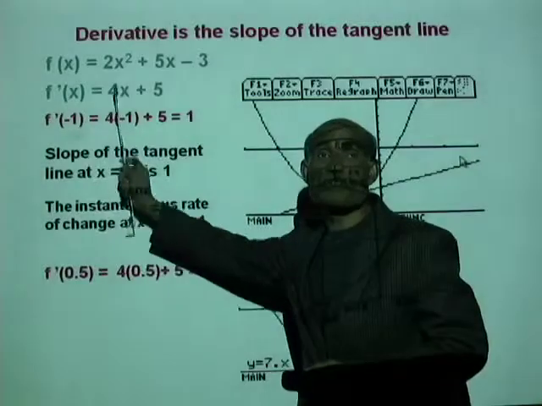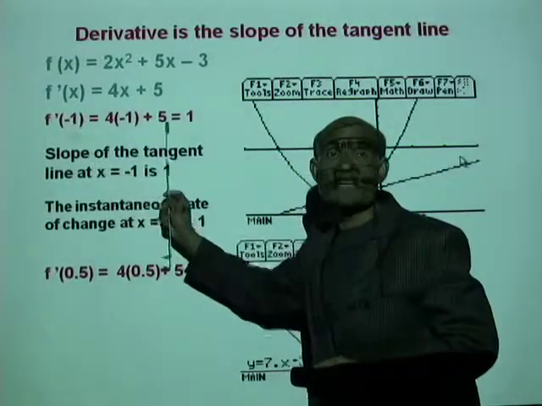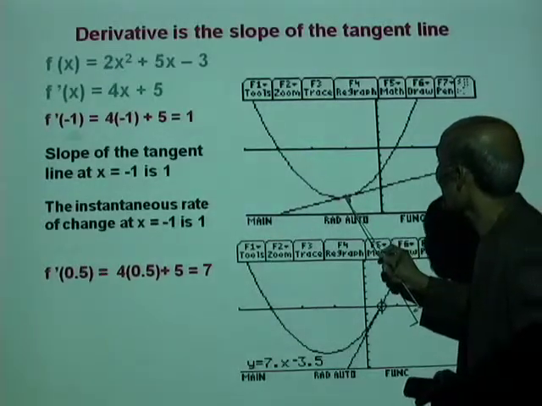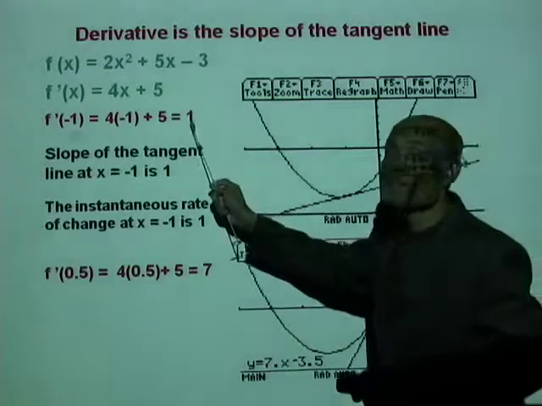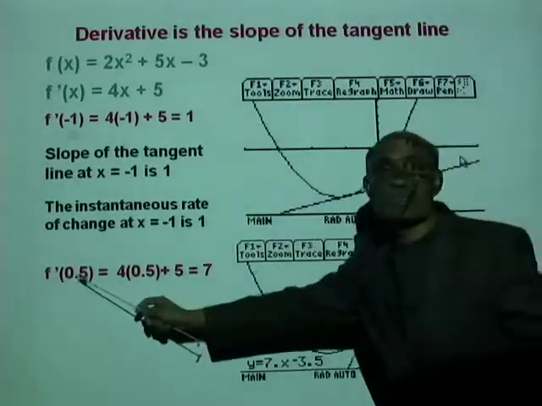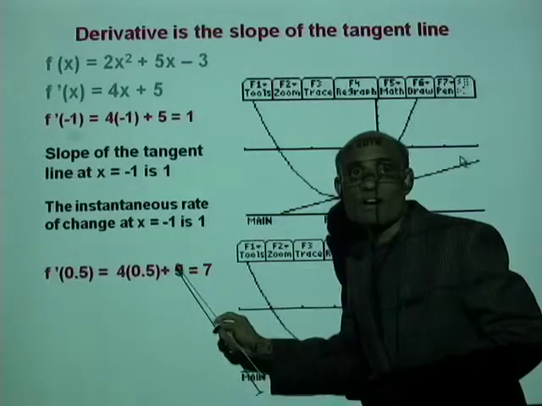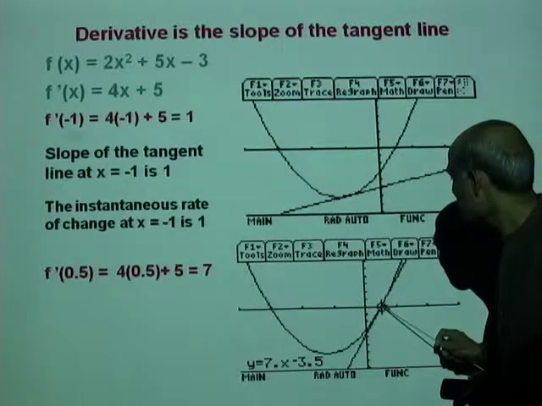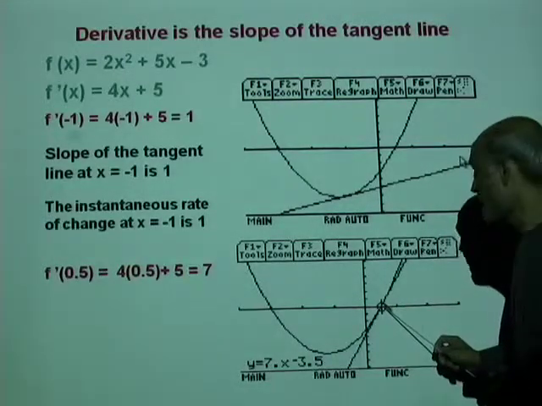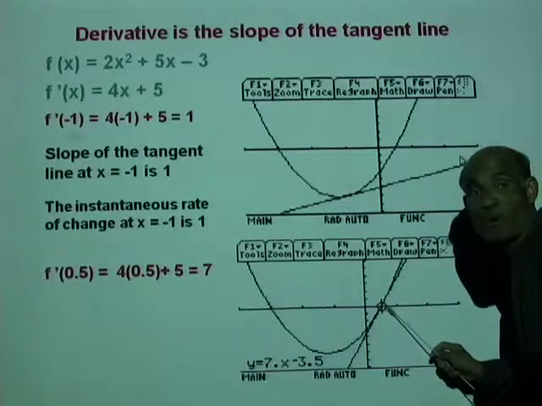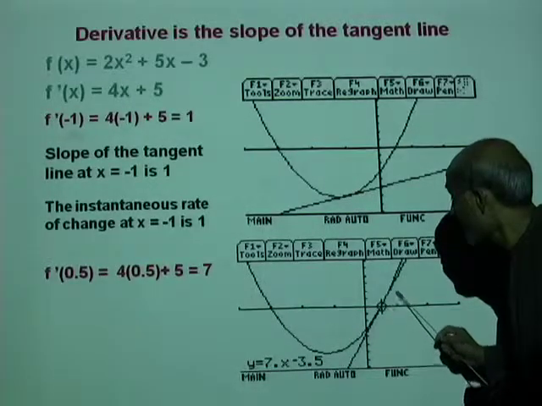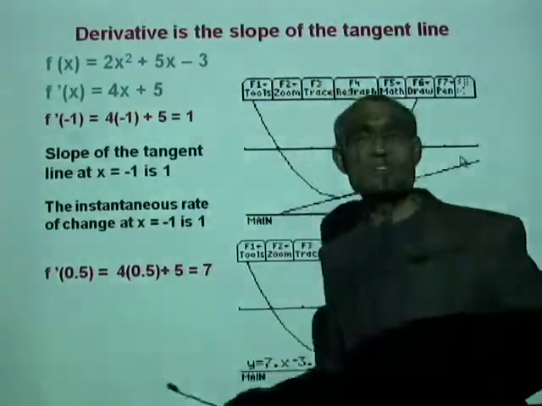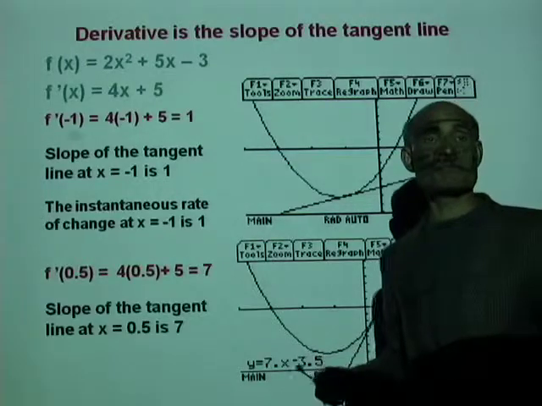So the derivative of this function at x equal to -1 is 1, means the slope of the tangent line drawn at that point at x equal to -1 is 1. The derivative of the function at x equal to 0.5 is 7, means the slope of the tangent line drawn at x equal to 0.5 is 7. Now that means when x changes by 1 unit here, y will change by 7 units. You can see the rate of change has dramatically changed when you move from point to point.